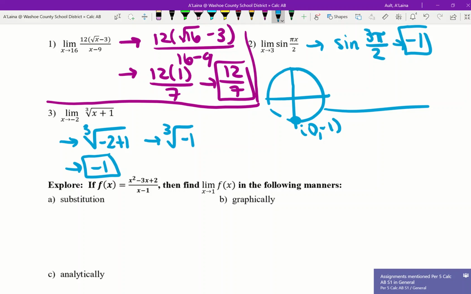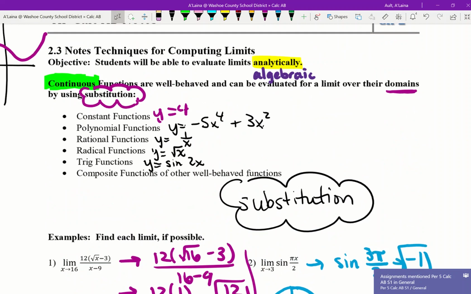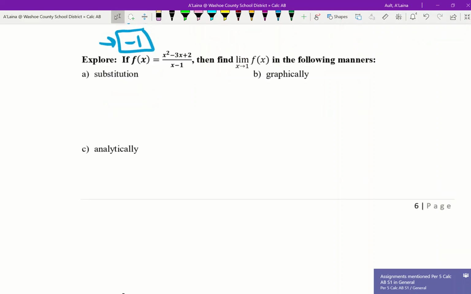All right, here's this next one. We're going to take a look at this function. f of x is equal to x squared minus 3x plus 2 over x minus 1, which is a rational function, which was on our list of well-behaved functions as long as we are really just staying in their domain. And we want to go ahead and see what happens if we try to find this limit by using substitution, by using graphs. So we have to think about what this looks like, and also some other analytical manipulations. And so we'll see what else we can come up with. I'm going to start with substitution. So if I'm trying to find the limit here, I'm going to go ahead and replace x with 1.